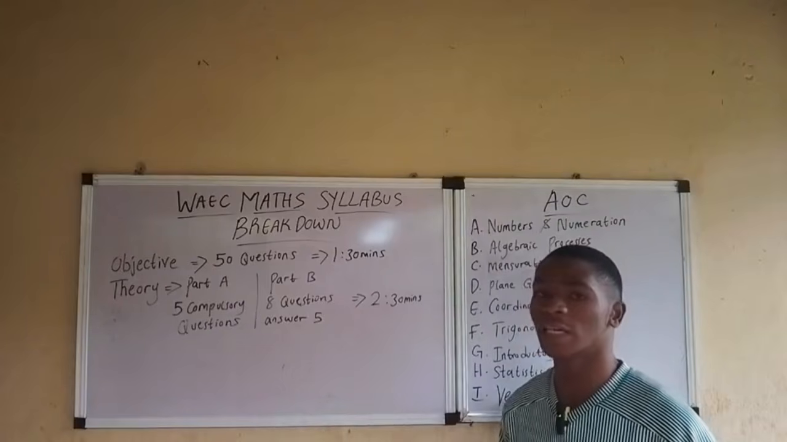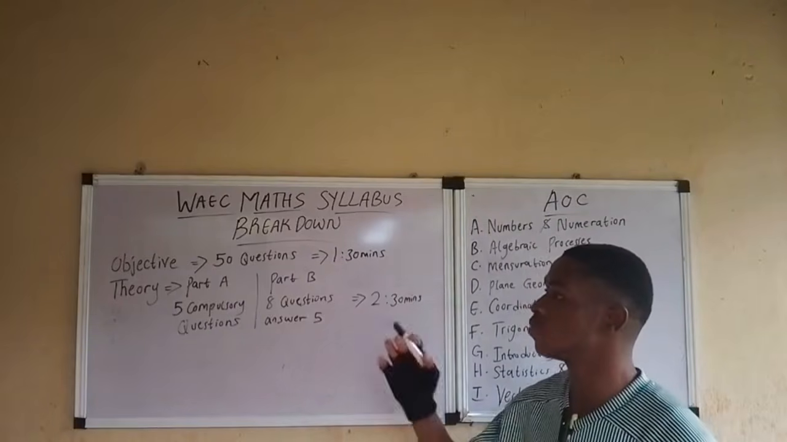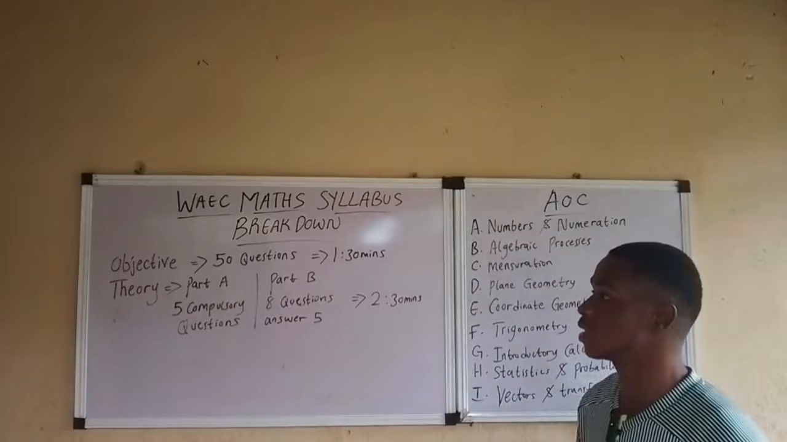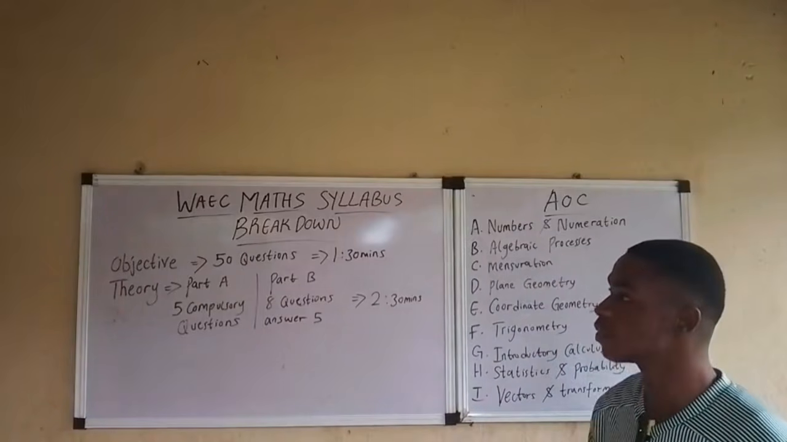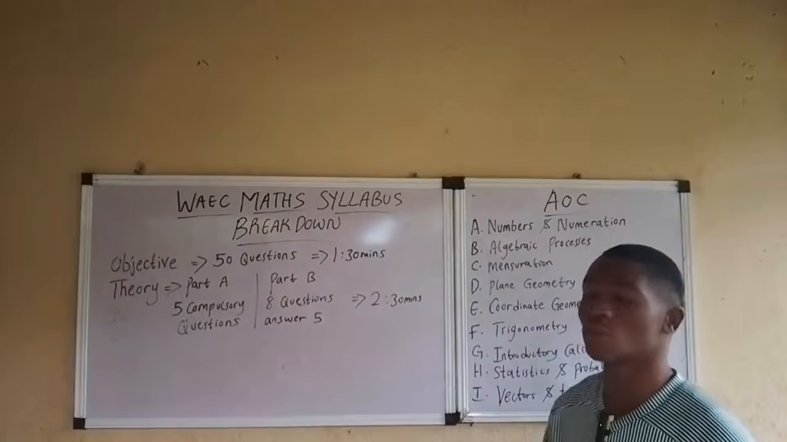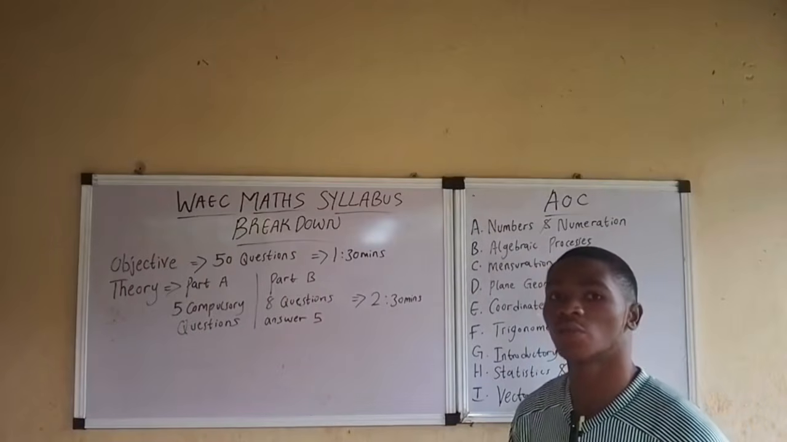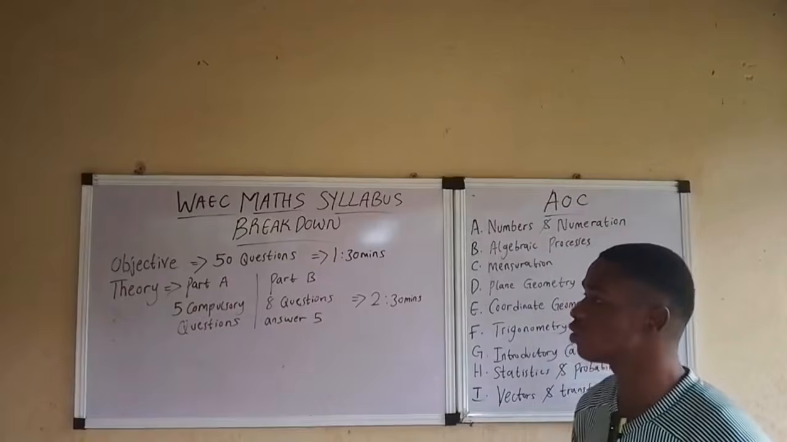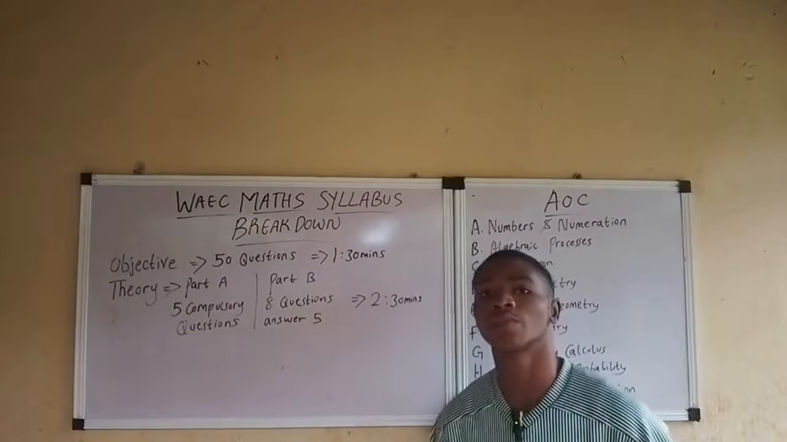Now, the exam is divided into two parts. We have the objective and the theory. So what should you expect in the objective section? Now, in the objective section, there are 50 questions, and you need to answer these questions within 1 hour, 30 minutes. Now, for the theory section, it is divided into two parts.